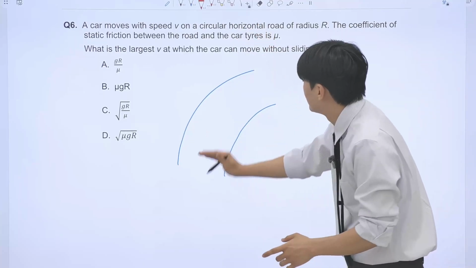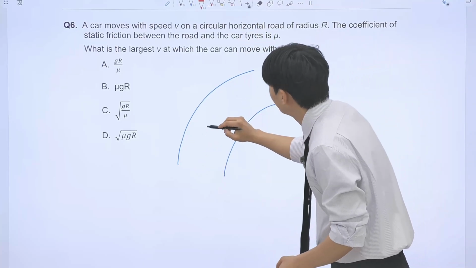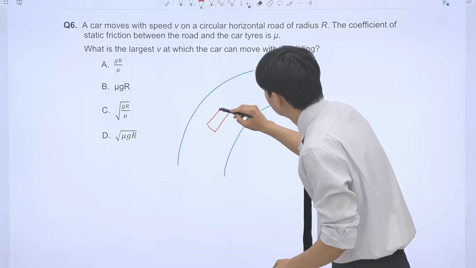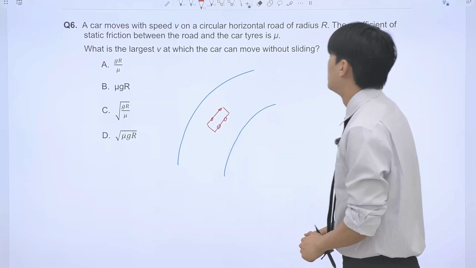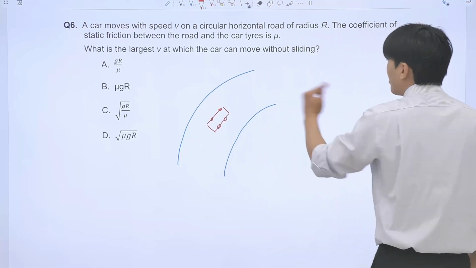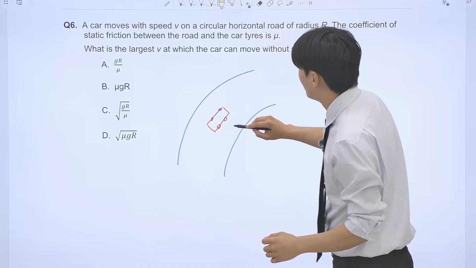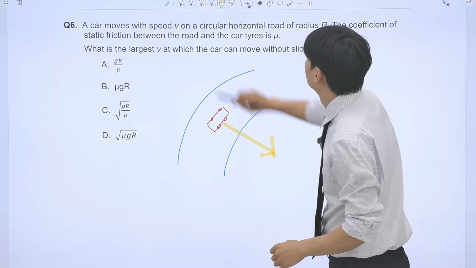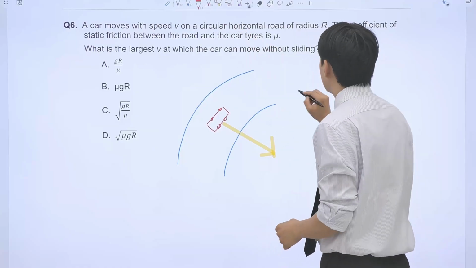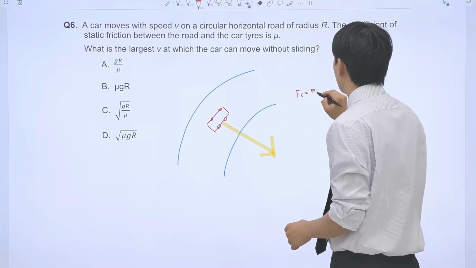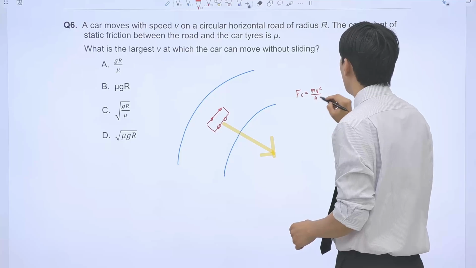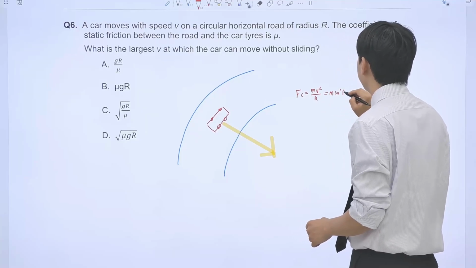Okay, so we have the circular path here, right? And we have the car going around. If the car goes around the circular path, then it feels the centripetal force, right? The centripetal force goes to the center, that one here, right? So our centripetal force equals mv squared over r, or m omega squared r, right?